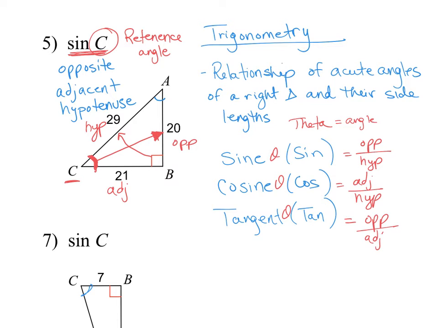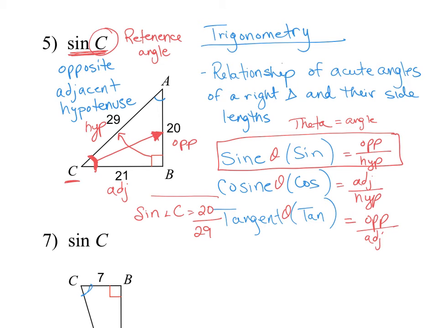Okay, so if we notice here in number 5, we're looking for the sine of angle C. Well, the sine of angle C is equal to the opposite side divided by the hypotenuse. Well, my opposite side has a value of 20, and my hypotenuse has a value of 29. So this is the value of the sine function for angle C.